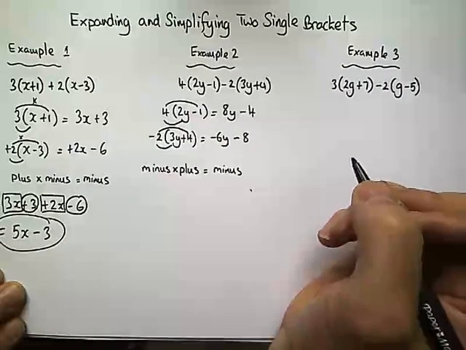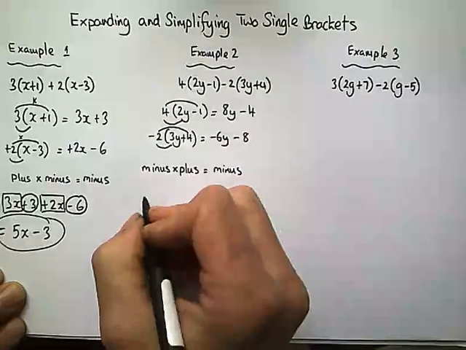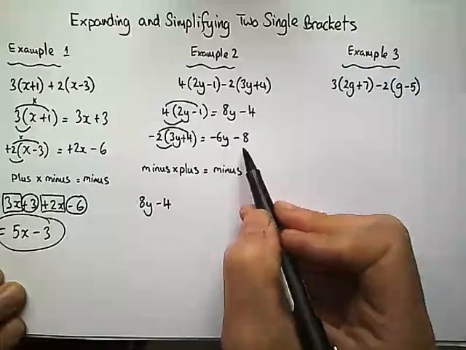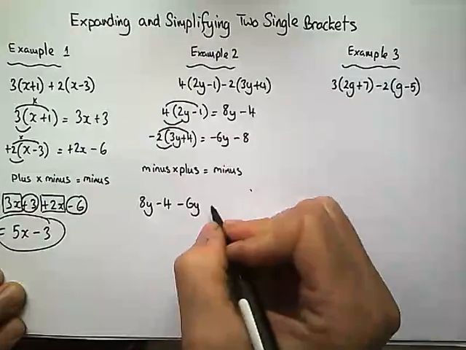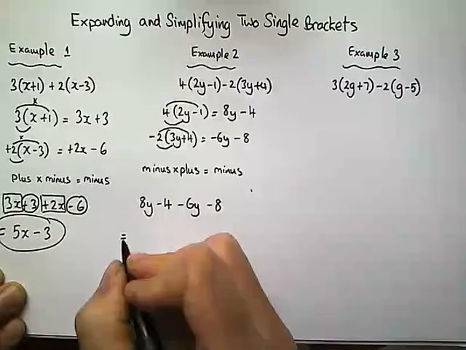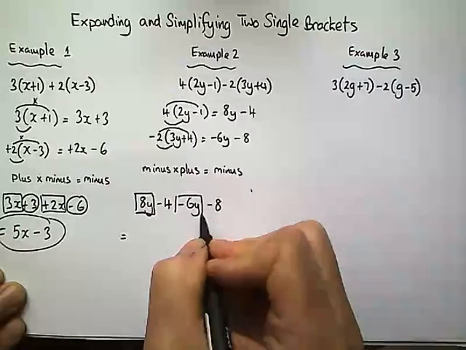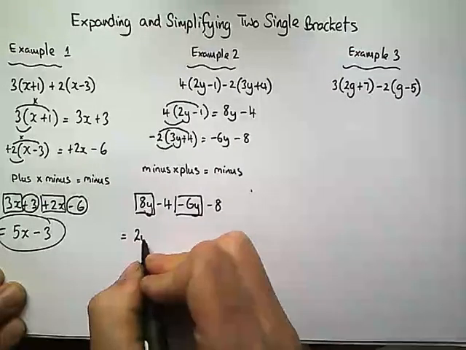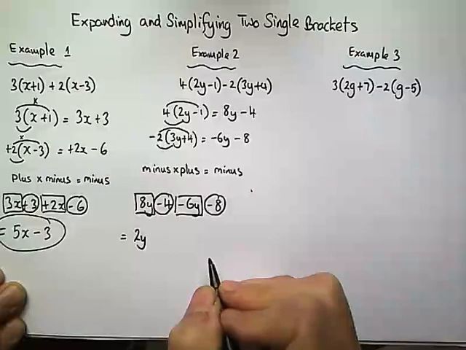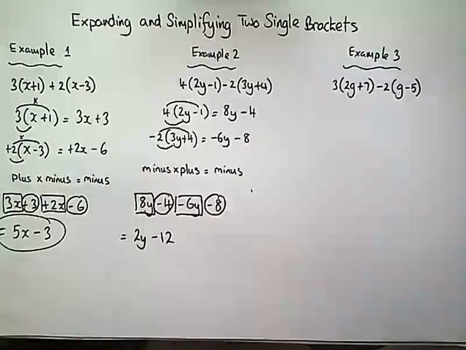So the next step is to combine the two brackets that we've expanded. So we've got 8y minus 4, and then minus 6y minus 8. So now simplify. This is the last bit we need to do. I've got 8y minus 6y. Well, 8 take away 6 is 2, so we are left with 2y. Minus 4 minus 8. Minus 4 take away another 8 should get us to minus 12. And that is our answer.